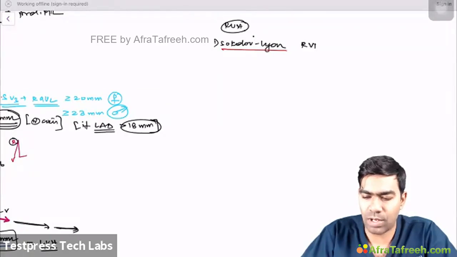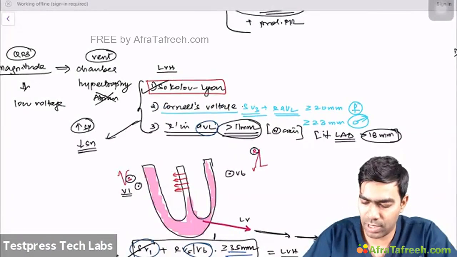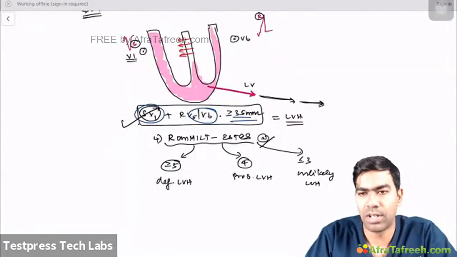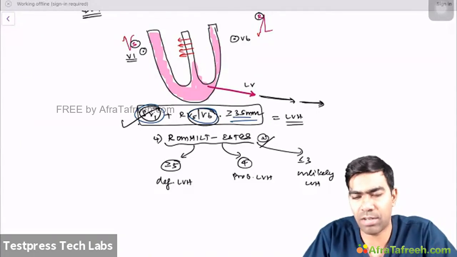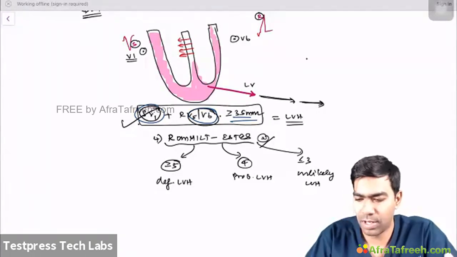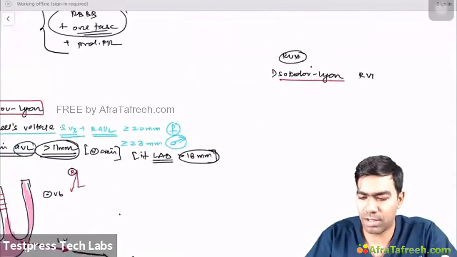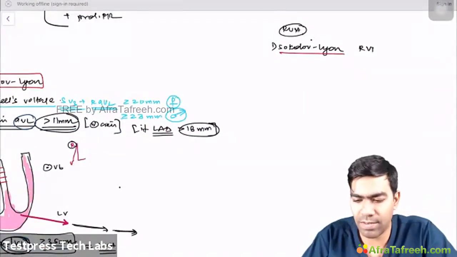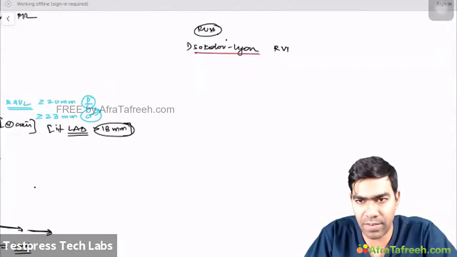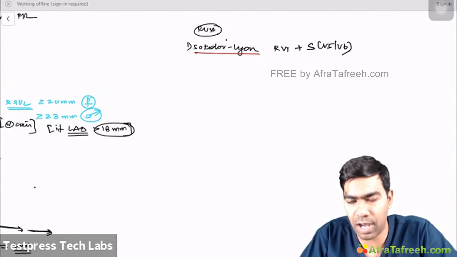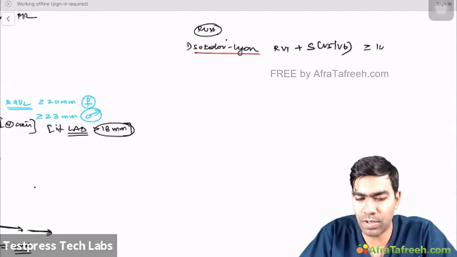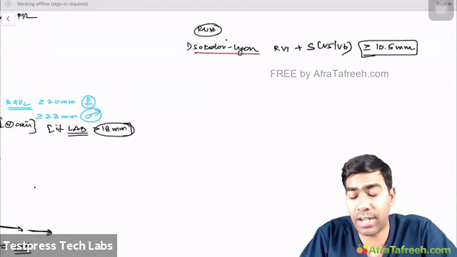So R in V1, remember, it's quite opposite. Here we used S in V1 as a marker of left ventricular power, and R in V5, V6 as a marker of left ventricular power. Similarly, if you just use the opposite, you're going to use R in V1 here, because we know that must be a marker of right ventricular power. Plus at the same time, if I use S in V5 or V6, that must be a marker of right ventricular power again. If it's more than or equal to 10.5 millimeter, then you can call it right ventricular hypertrophy.